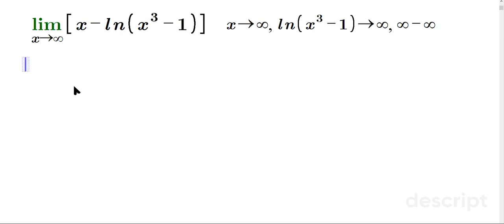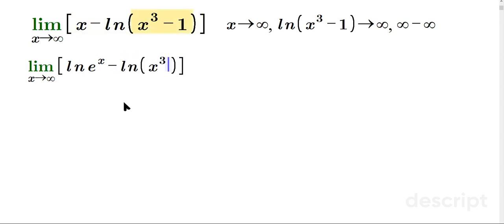So we'll say the limit as x approaches positive infinity, and then we write that x in a more useful format. So we have an ln. We would like the x to also contain an ln in some fashion. So we can write ln of e raised to the x. That's allowed because ln and e are inverse functions. That's equivalent to just writing x. And then minus that ln of x cubed minus 1.